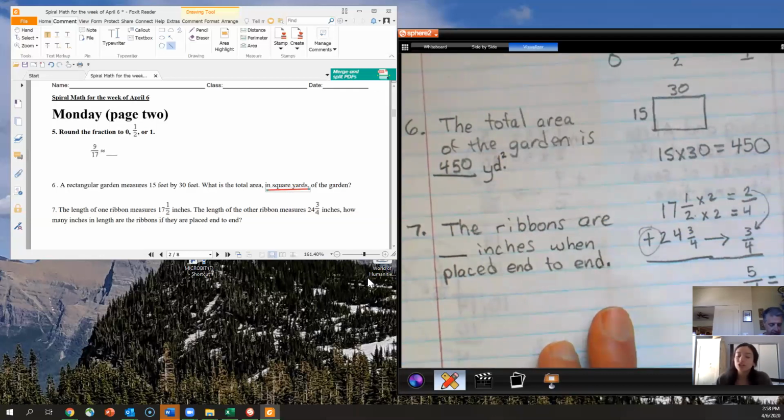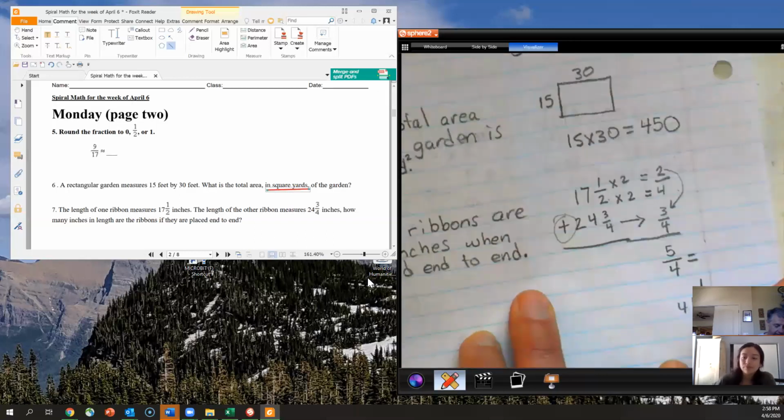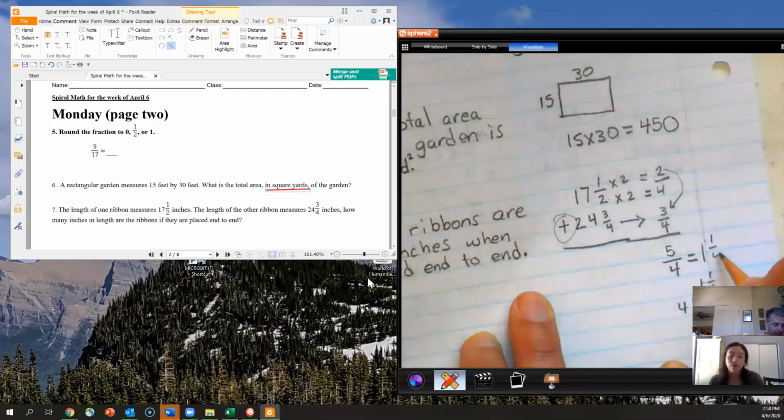So we're going to turn that into a mixed number by dividing 5 by 4. And when you divide that out, 4 goes into 5 one time. Then 1 times 4 gives you 4, and 5 minus 4 gives you 1. So you should have gotten 1 1/4.